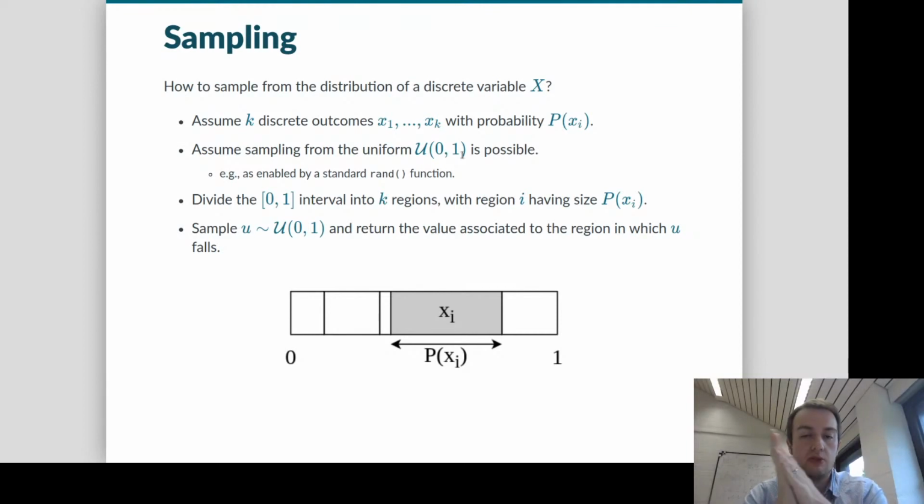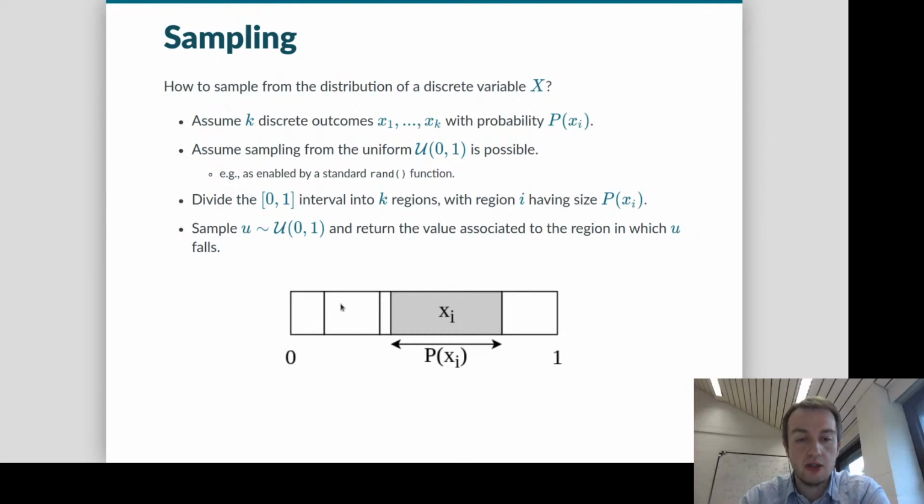So typically, if you are just using a standard programming language, you will have access to some rand function, which when you call it, returns some number between 0 and 1. And if you call it again, you would get another sample. If you call it a third time, you get another value, and so on. And the distribution of all these values would be uniform between 0 and 1. Now, given that we can do that, the idea is quite simple. You would start with the 0, 1 interval, and you would divide it into k different regions, k different segments, one for each of the possible outcomes. And each region would have a size which is given by the probability of that value, so P of xi.